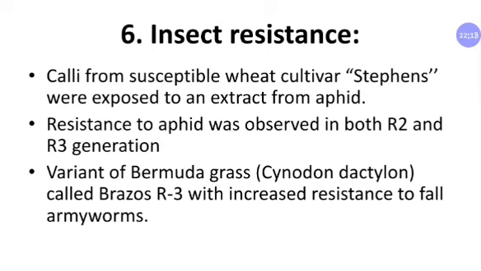Insect resistance. Calli from the susceptible wheat cultivar Stevens were exposed to an extract from aphid, and it showed resistance to aphid in both the R2 and R3 generations. A variant of Bermuda grass, Cynodon dactylon, called Brazos R3, with increased resistance to fall armyworms was observed.